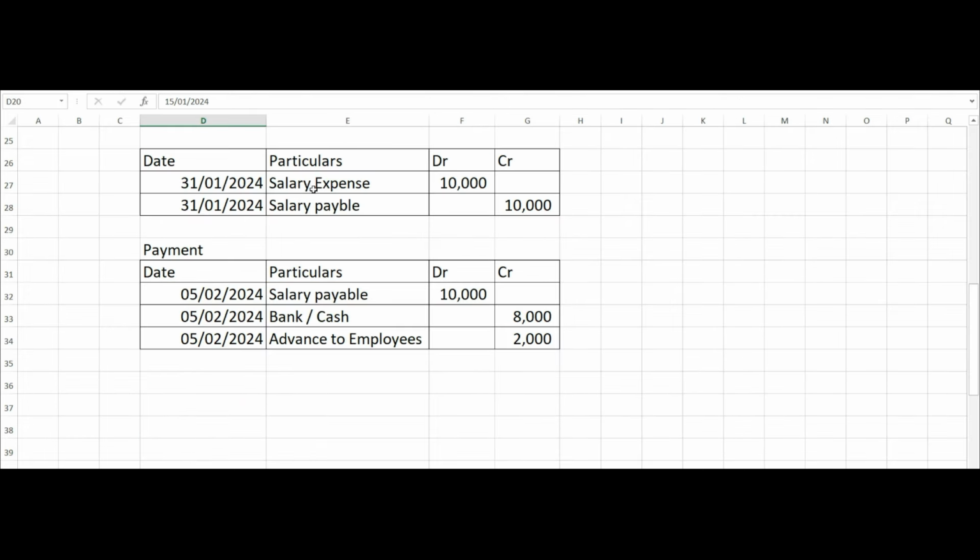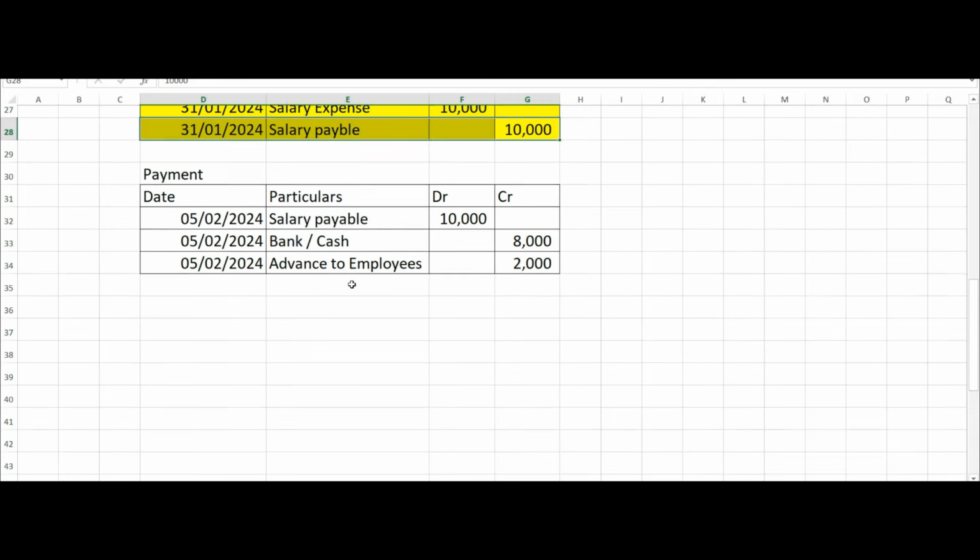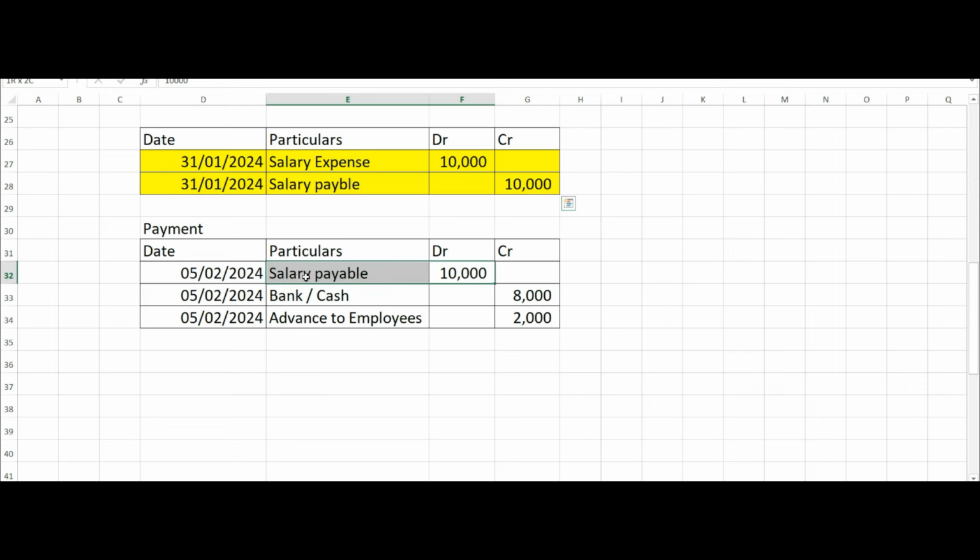Now, at the end of the month, you will book the salary with the full amount, not with the net amount, but your expense will be with 10,000. So, salary expense will be debit with 10,000 and salary payable will be credit with 10,000. At the time of payment, you can make entry as salary payable debit with 10,000, credit cash with 8,000 and advance to employee with 2,000.